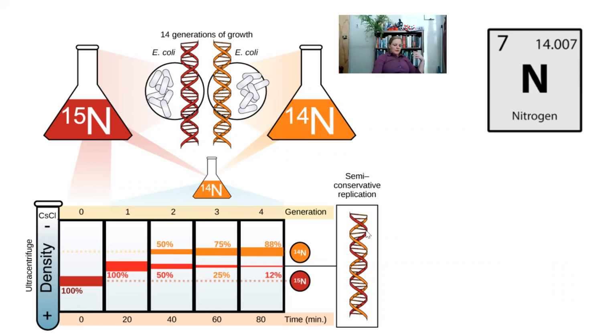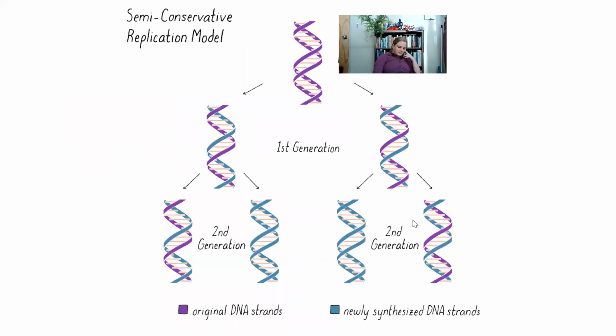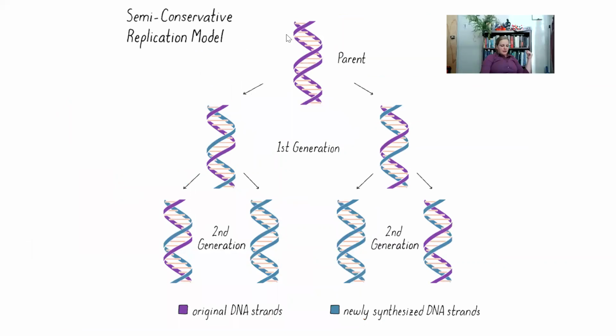As it's reproducing, it's keeping some of that heavy stuff, but it's also producing new nitrogen, and it's decaying away at a predictable rate. That's what this semi-conservative model is.